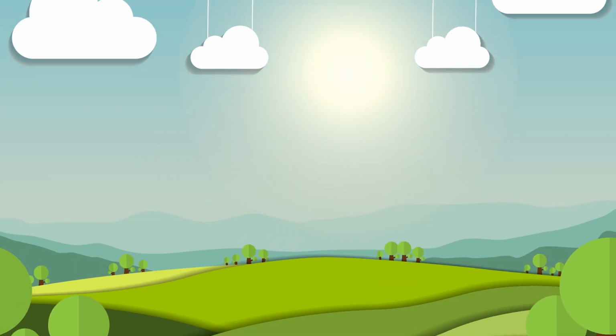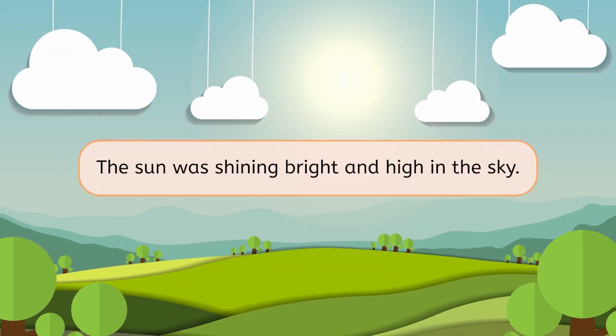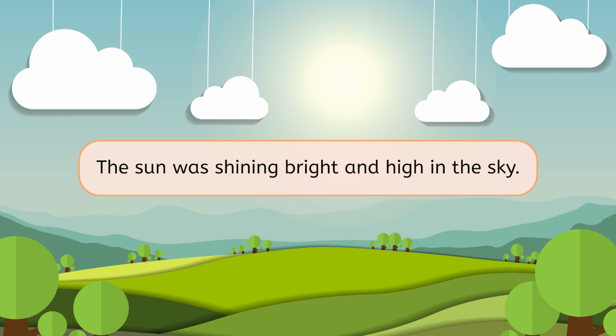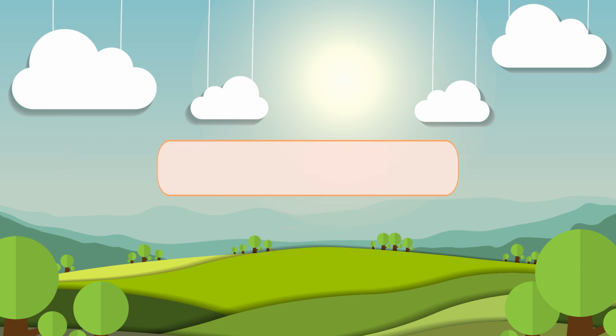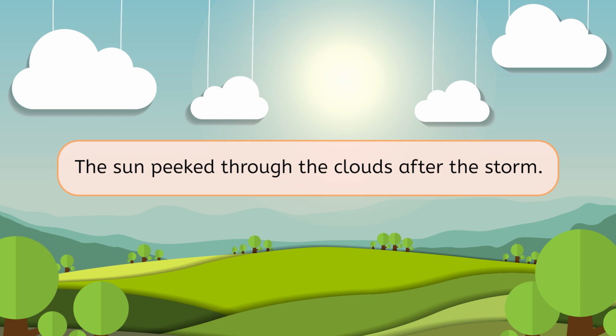Let's jump back into your notes and practice. Read the first example. The sun was shining bright and high in the sky. Is the sun being personified or described like a person? Nah, this is just a literal description of the sun. It's not doing anything that a human would do. Next one. The sun peeked through the clouds after the storm. How about this?